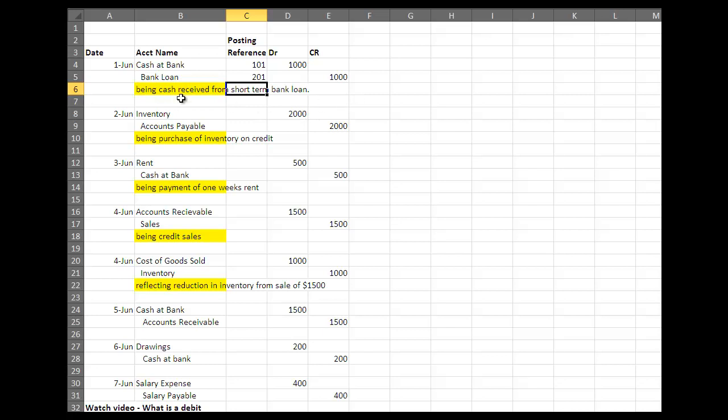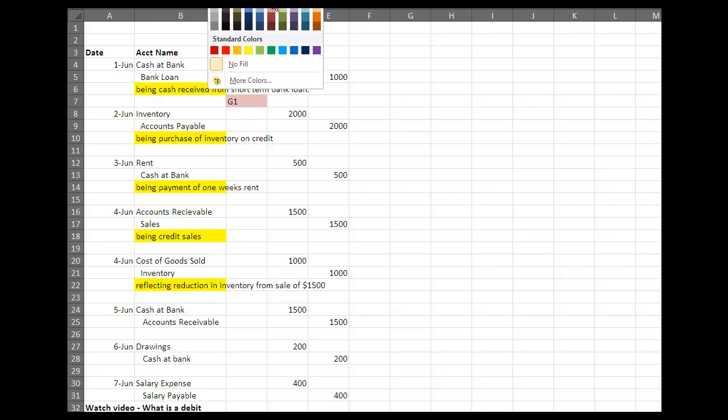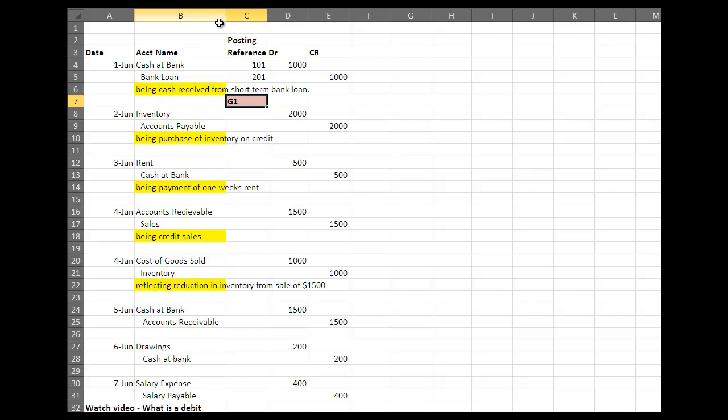Now also, each of these journals would have a number, and we'll call this G1, that's General Journal 1, just so they stand out. And here we'll go, we'll call this G2, G3, General Journal 4, G4, G5, G6, G7, and that one will be G8. Just again, so they stand out.